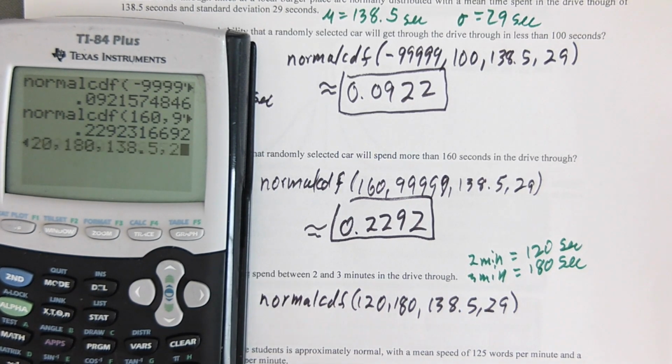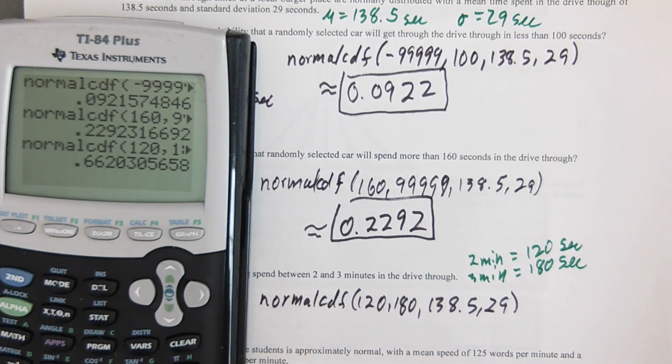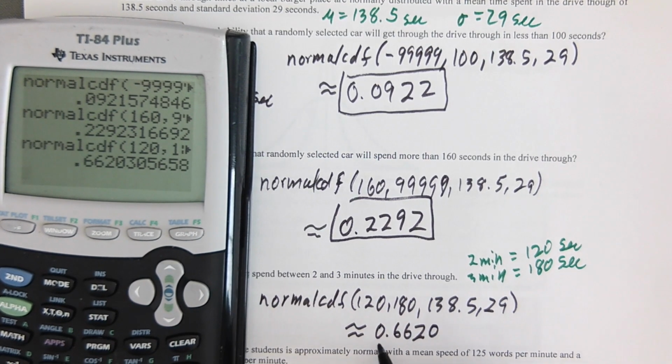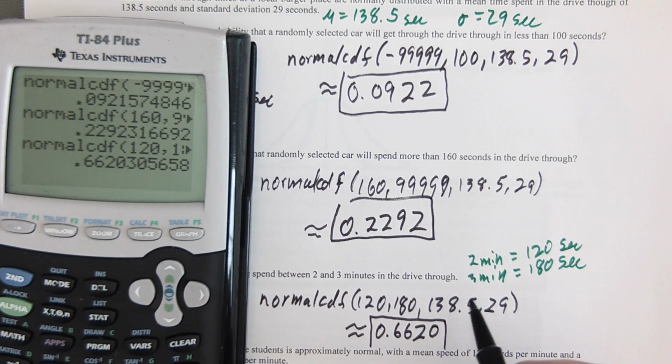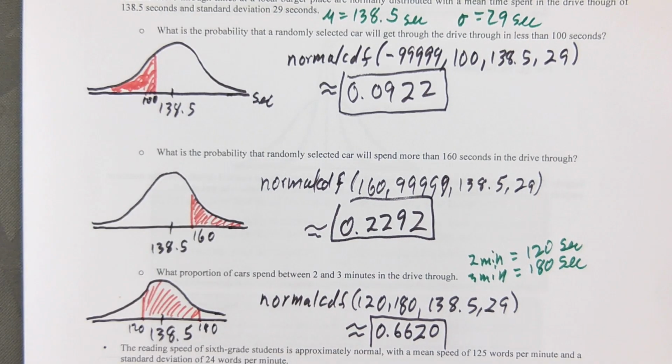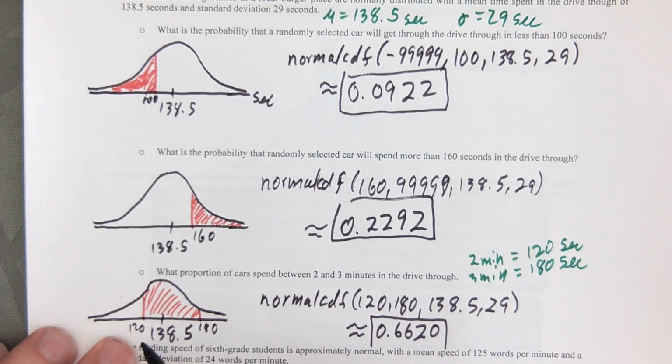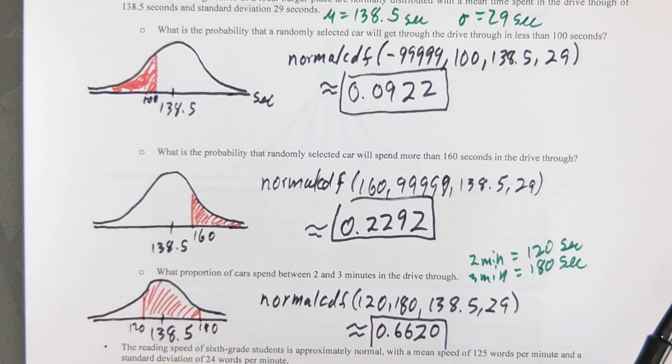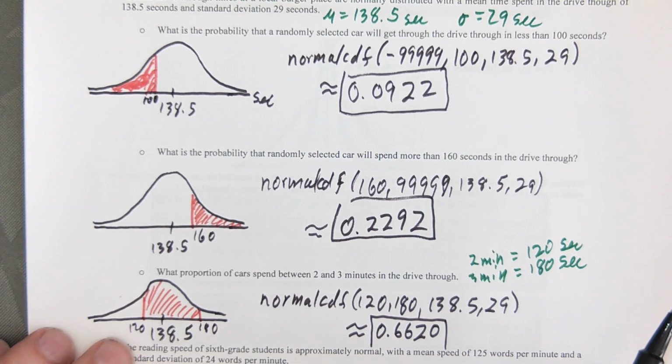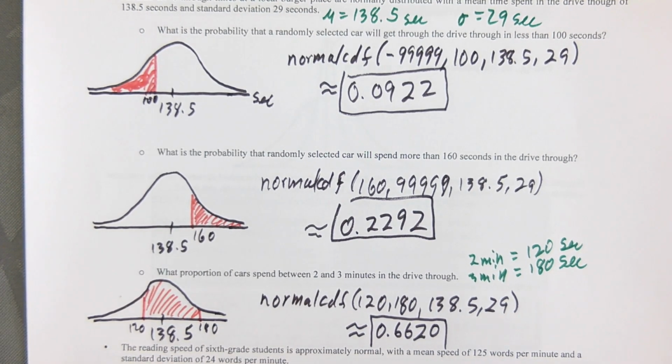And 29. So this comes out to be about... and as expected, the majority of the probabilities are between 2 and 3 minutes, or 120 seconds to 180 seconds. So we have over 66% chance that the stay will be between 120 seconds and 180 seconds.